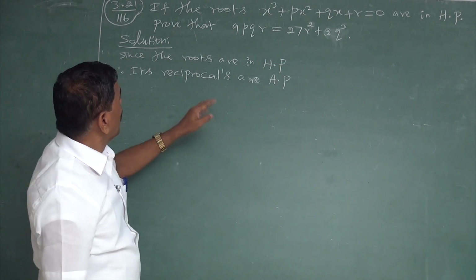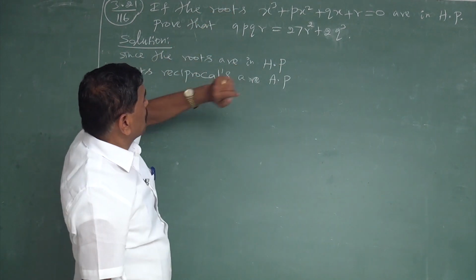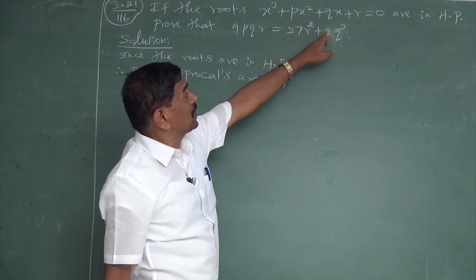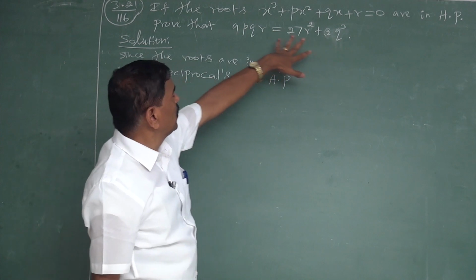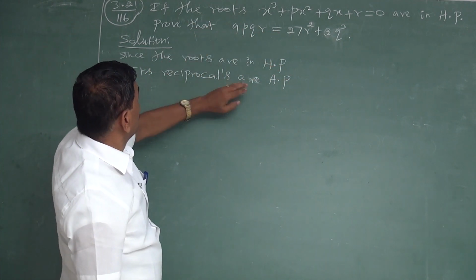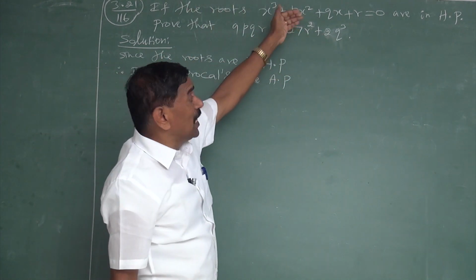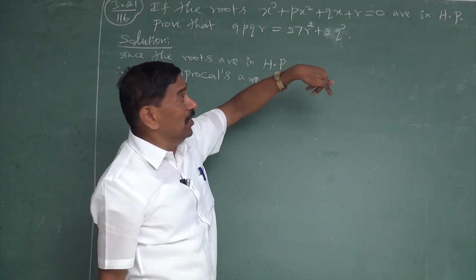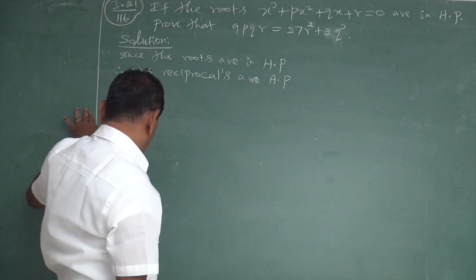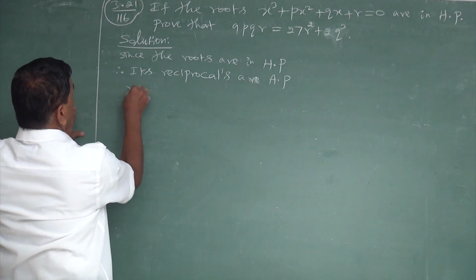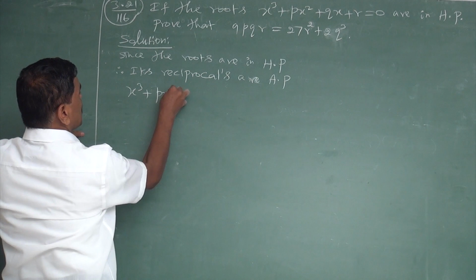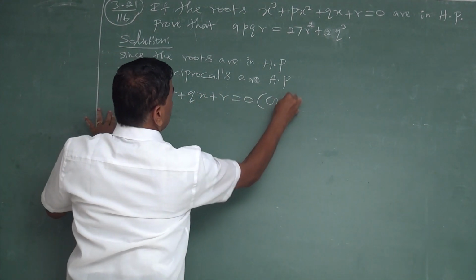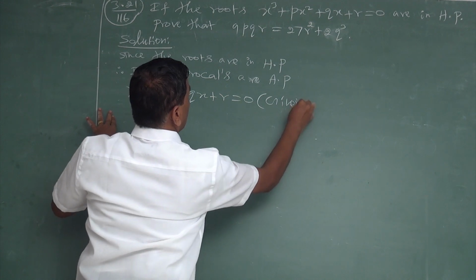Okay. Now take your given equation. That is, the given equation is x cube plus px square plus qx plus r equal to 0. Here, since the roots are in HP, then its reciprocals are in AP, which means the equation also we have to reciprocal. First, take the given equation: x cube plus px square plus qx plus r equal to 0.